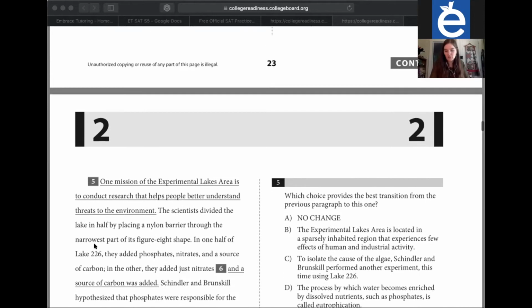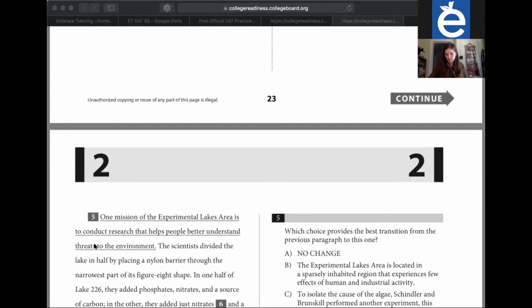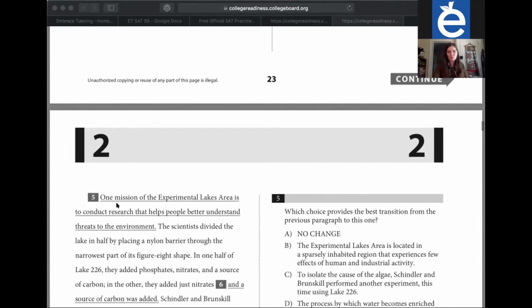Okay. So in this case, for question 5, if we look at what they have, they say one mission of the experimental lakes area is to conduct research that helps people better understand threats to the environment. Does that sentence work? Anyone have any thoughts? I mean, all of you should have scored this, so you should all know what the correct answer actually is.